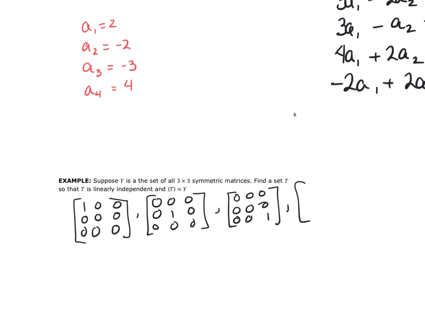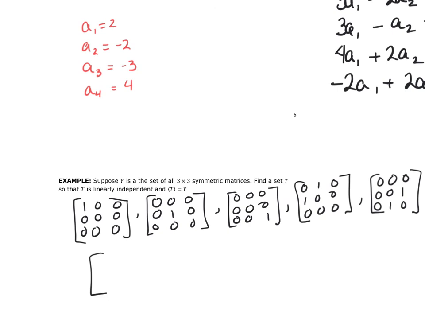Now, if I put a 1 in this position and everywhere else zeros, then I have another one: 0, 1, 0, 1, 0, 0, 0, 0, 0. Here's another symmetric matrix. Similarly, if I now put the ones down here, so I have 0, 0, 0, 0, 0, 1, 0, 1, 0, this is also in my matrix. And then my last one will be ones in each one of those diagonals.